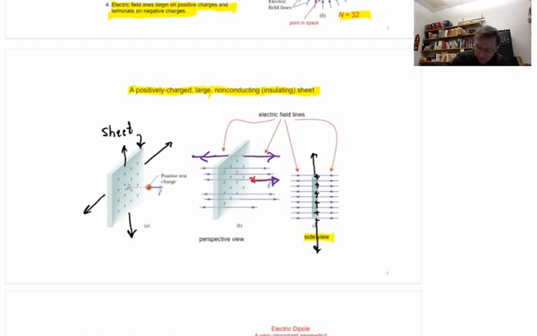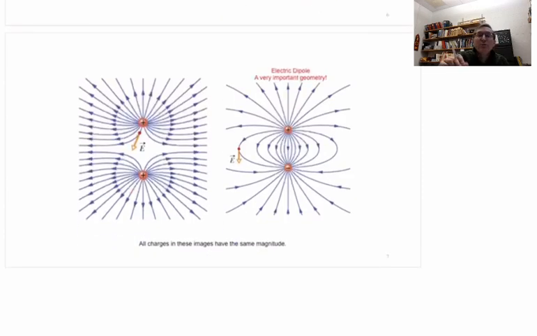One more set of pictures. A set with 2 point particles. The first picture is 2 positively charged point particles with equal charge. We're just showing you the electric field lines so you can see.